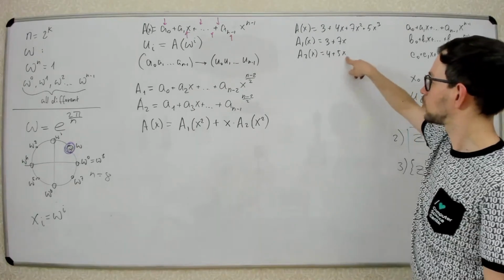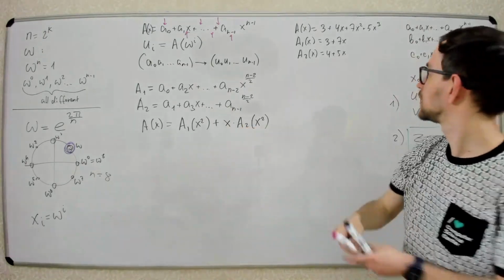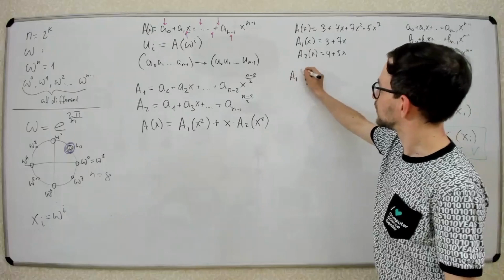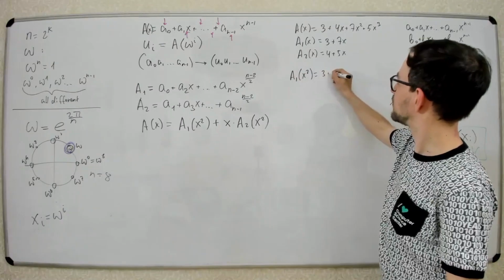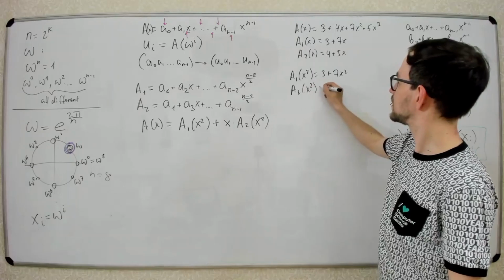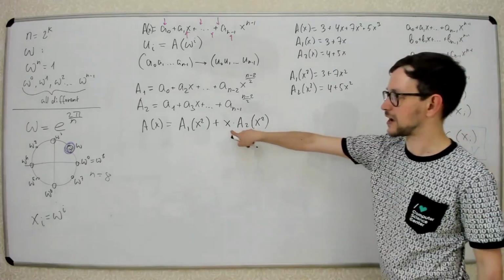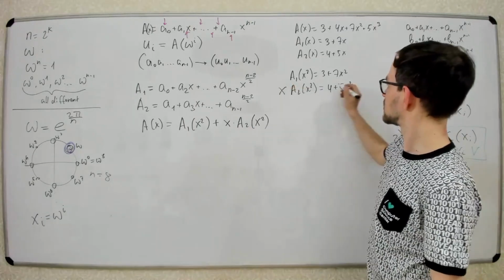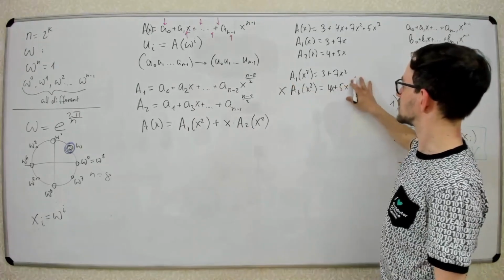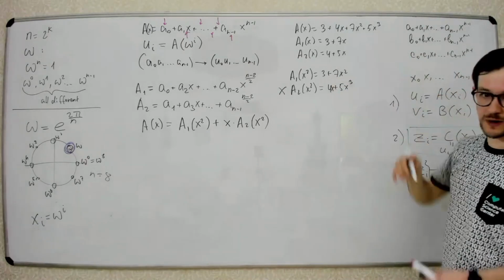Now, if I calculate this for x squared and multiply by x, a1 of x squared is just 3 plus 7x squared. a2 of x squared is just 4 plus 5x squared. Now I multiply it by x, so I have 4x plus 5x cubed. Now I take the sum of these two polynomials and get my polynomial.